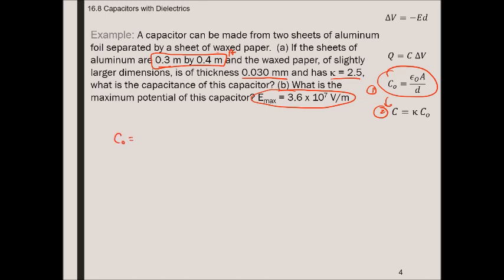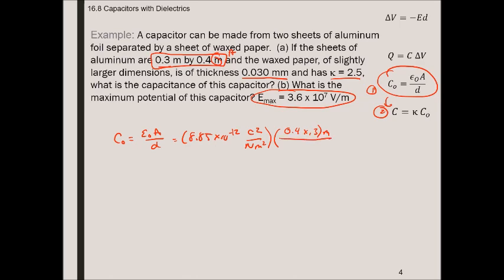So our base capacitance is epsilon naught A over D. So again, that's 8.85 times 10 to the negative 12 coulombs squared per newton meter squared, times our area, 0.4 millimeters times 0.3 meters. So those are just meters.